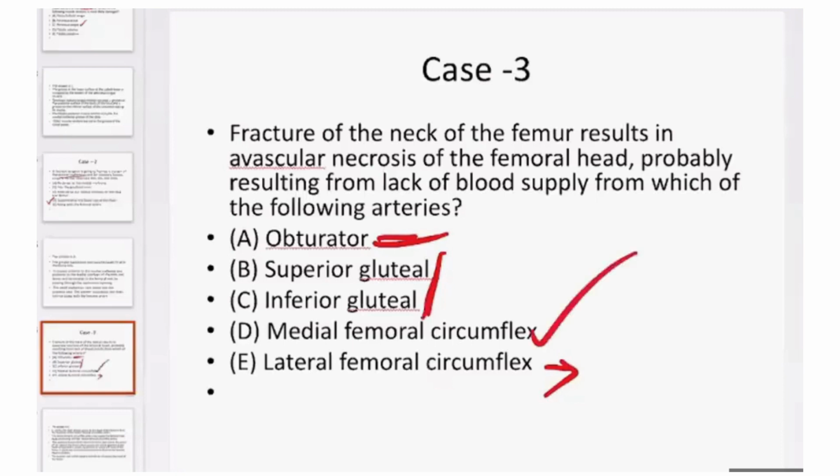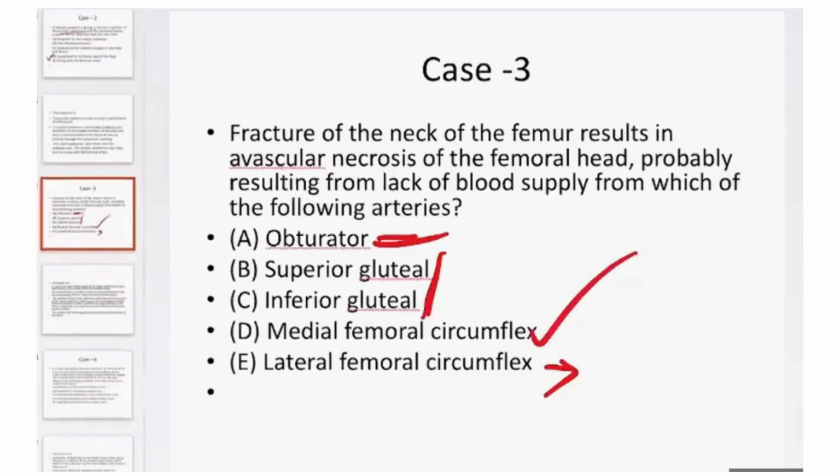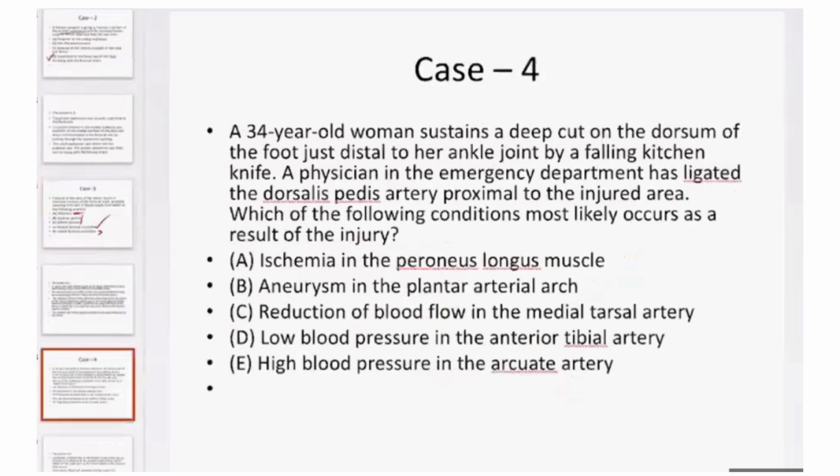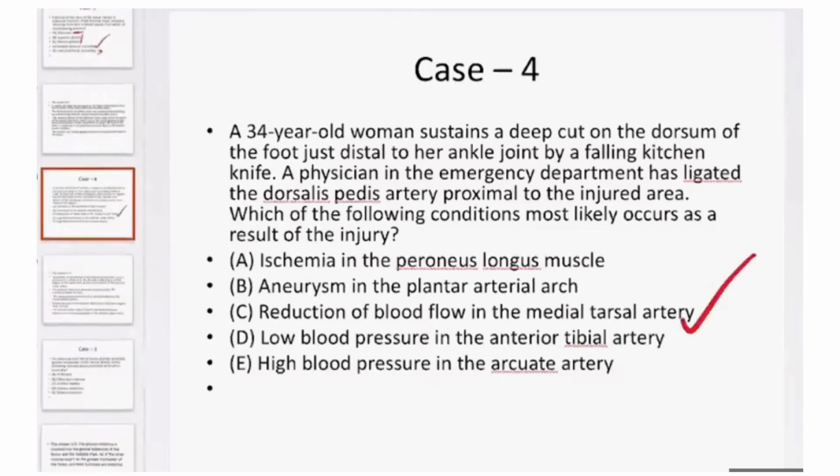A 34-year-old woman sustained a deep cut on the dorsum of the foot just distal to the ankle joint from a kitchen knife. A physician in the emergency department palpated the dorsalis pedis proximal to the injured area. Which of the following conditions most likely results from the injury? Ischemia, reduction of blood flow in the medial tarsal artery.